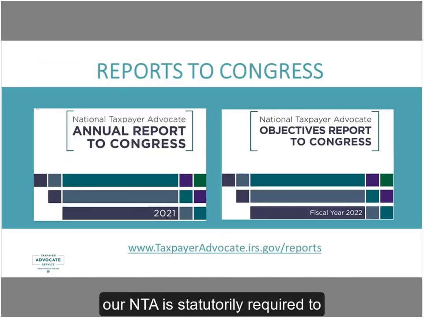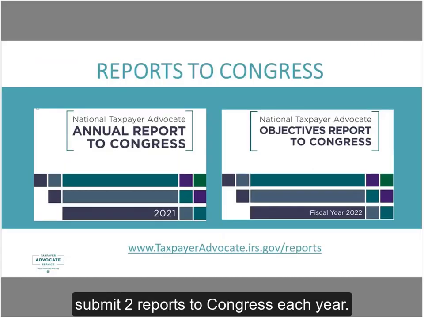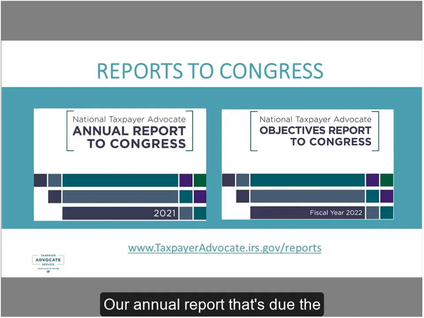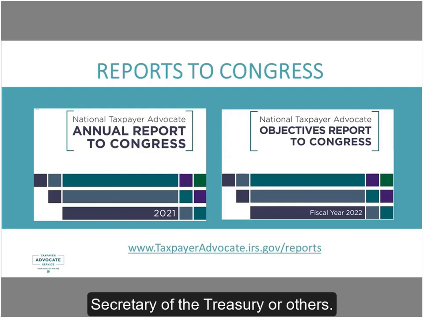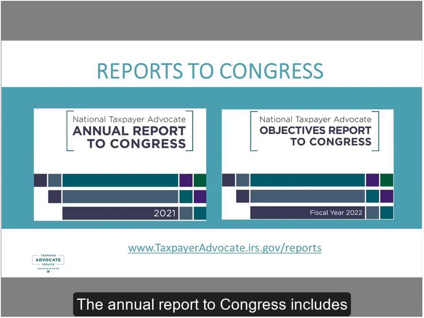So a little bit about reports. Our NTA is statutorily required to submit 2 reports to Congress each year: our annual report, that's due the end of December, and an objectives report that's due in June. She delivers the reports to the Senate Committee on Finance and the House Committee on Ways and Means with no prior review or comment from the IRS, the Commissioner, the Oversight Board, the Secretary of the Treasury, or others.